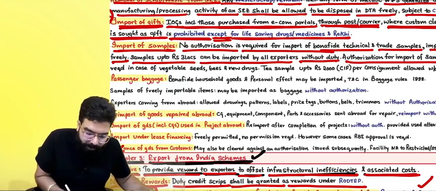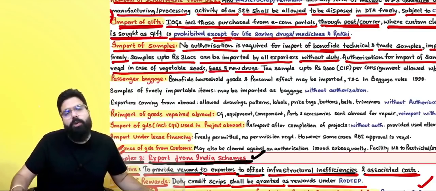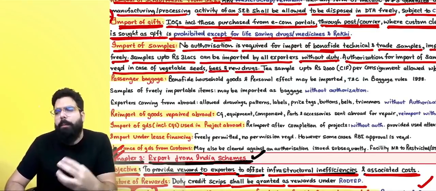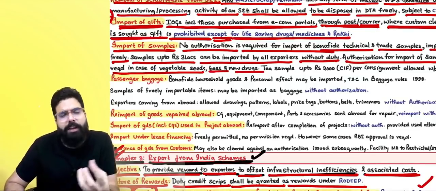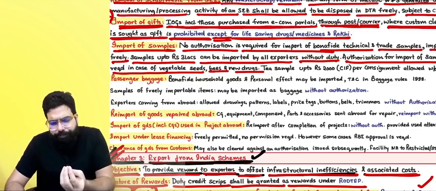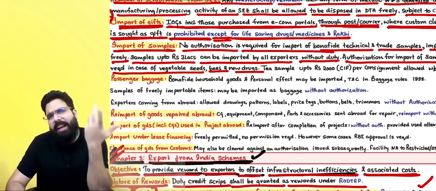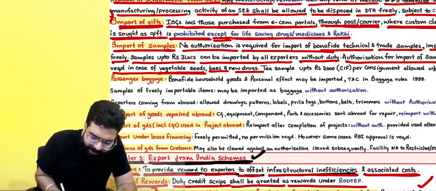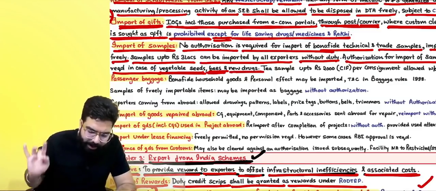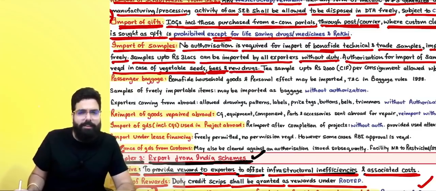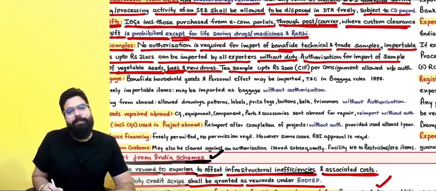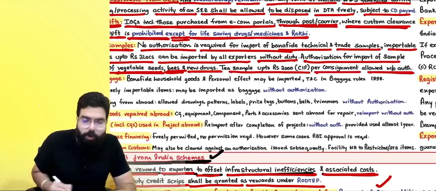Authorization for import of samples is required in case of vegetable seeds, bees and new drugs. You know what happens in case of seeds. It can come into India and then it might be that the seed is not of good quality. It can happen that a lot of virus, disease, etc. Anything can happen out of all these seeds, plants, etc. So they are telling for vegetable seeds, bees, or new drugs you need to go ahead and get an authorization. Then they are telling tea samples up to 2000 rupees CIF per consignment are allowed without authorization.